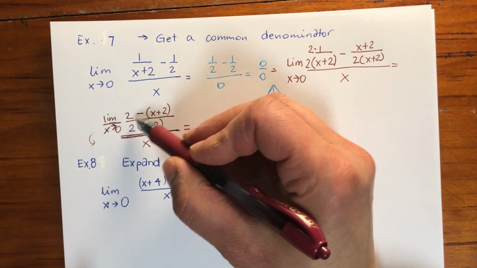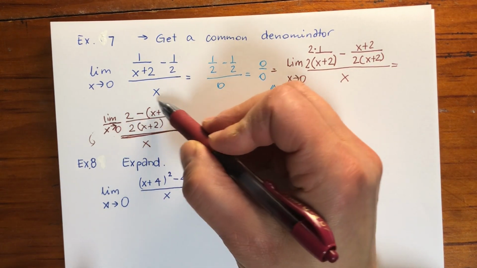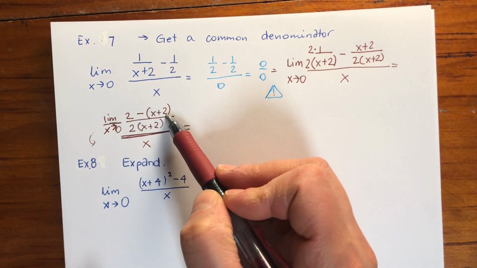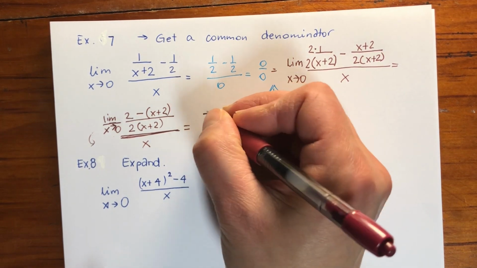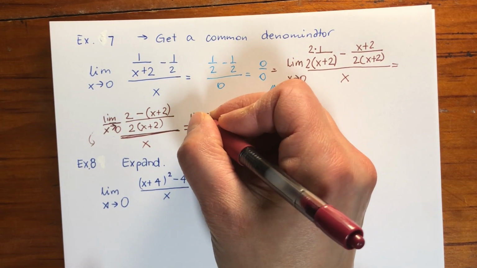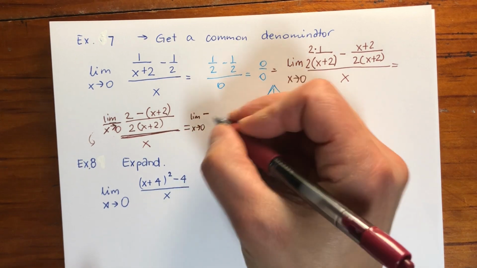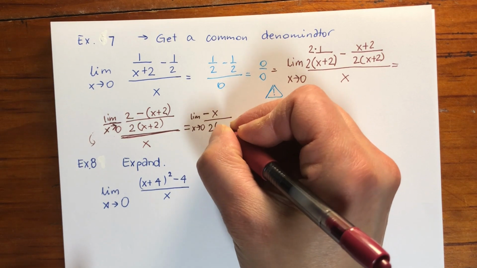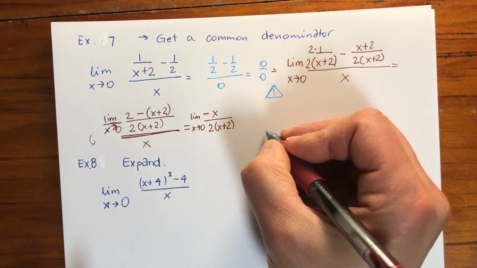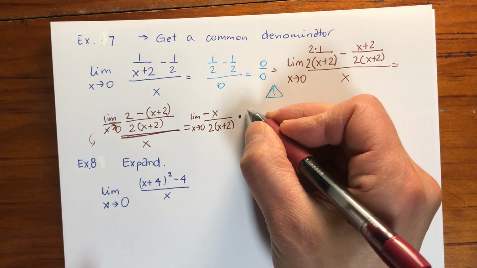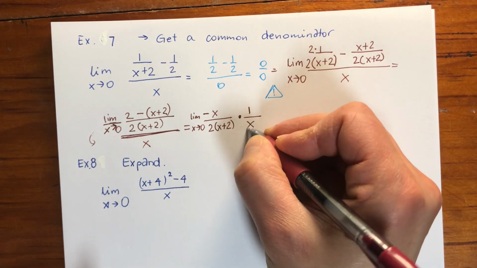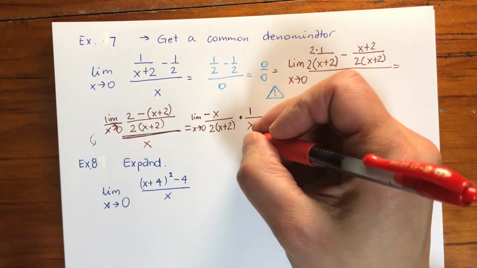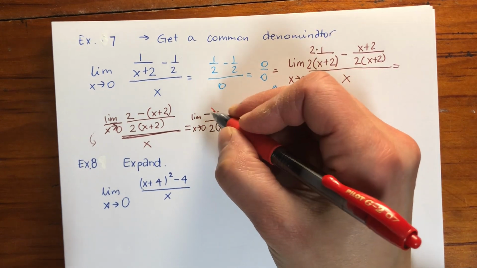Let's see. 2 minus x minus 2. So what is going to happen, the 2 minus 2 is going to cancel out. So I only have negative x, but I do need to write the limit as x goes to 0. I will have negative x divided by 2x plus 2. And because I am dividing it by x, I am going to multiply it by the reciprocal, and reciprocal is 1 over x. Look at this one, how convenient. I can cross simplify this x and this x.